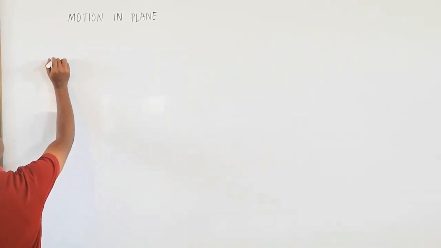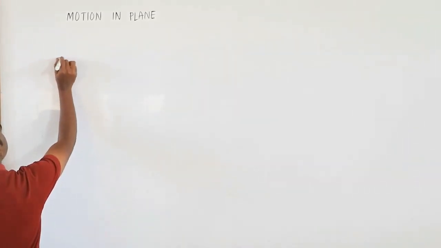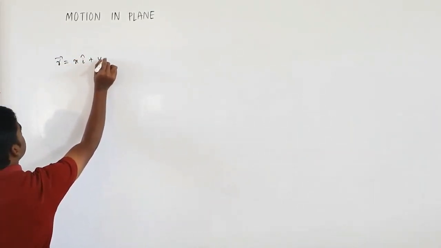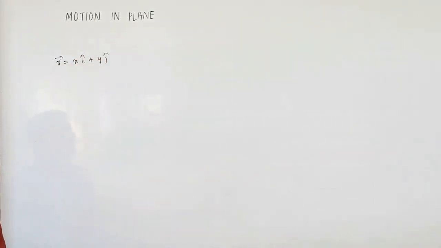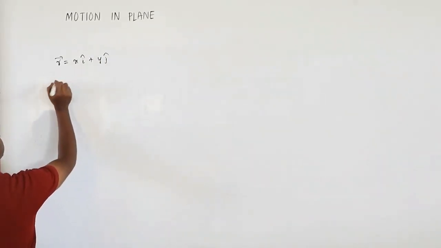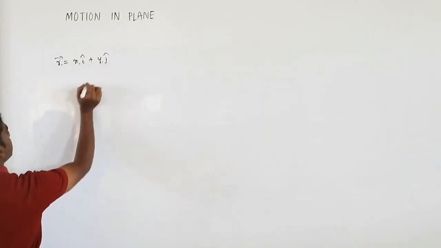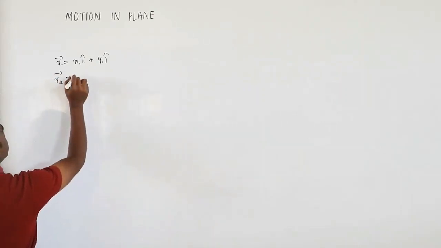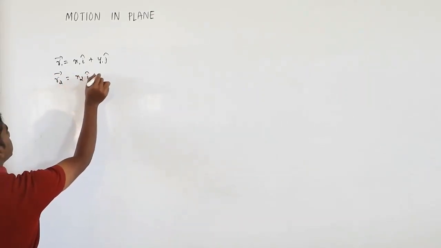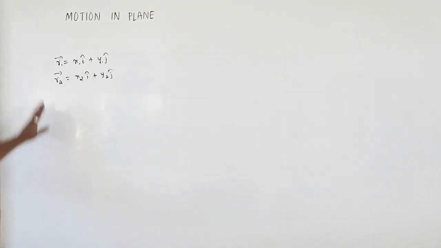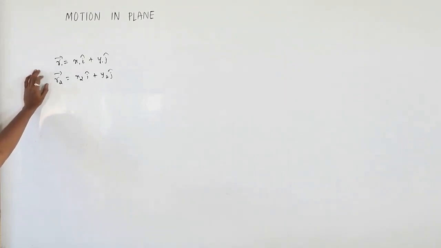Okay. So what is the displacement vector? We used to write r equals x i cap plus y j cap. Now suppose there are two position vectors. If I take r1, this is x1 i cap plus y1 j cap, and if I take r2, like r dash, it will become x2 i cap plus y2 j cap. These are the position vectors. It is not displacement, it is position vector.